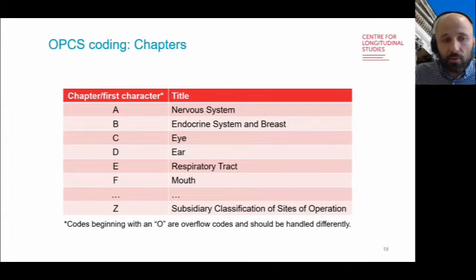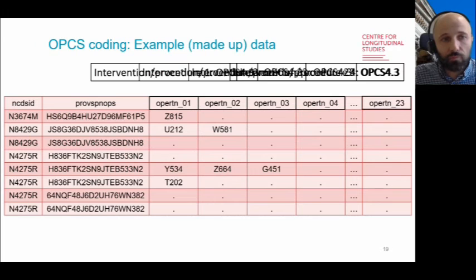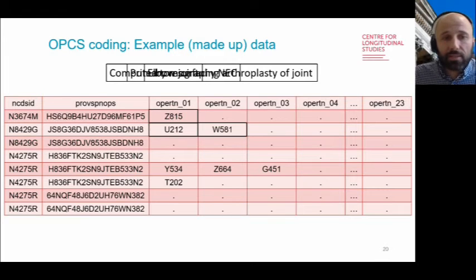The one exception, as I note at the bottom, is that codes beginning with an O, or overflow codes, do need to be handled slightly differently. So again, some completely made up data where these codes might not make sense in combination. So here we've got these interventions or procedures coded in OPCS 4.3, going from the first one through, certainly in the case of APC, codes are used all the way up to the 23rd place. And again, just some examples of what this might be.